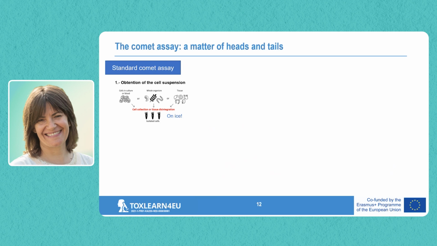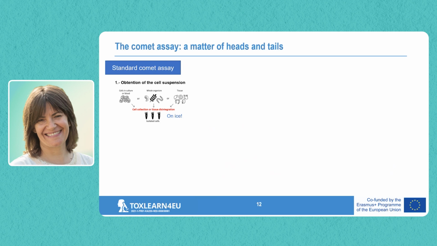Why do you think they should be put on ice? Okay, this is one point. There could be proteins that can degrade the DNA. So in that way, you stop those proteins. Another reason, this is one of the reasons, but there is another one.